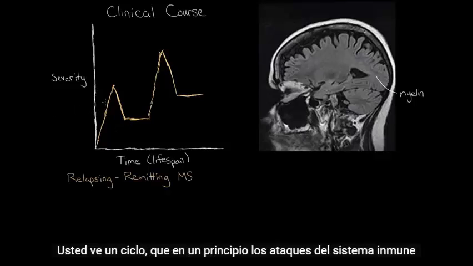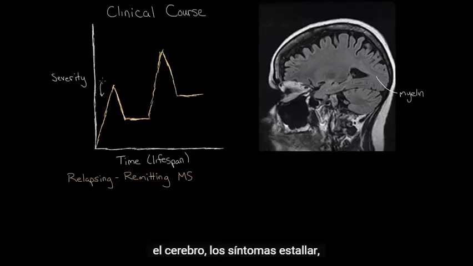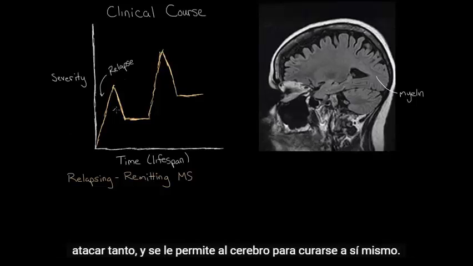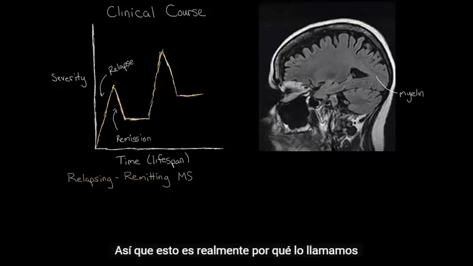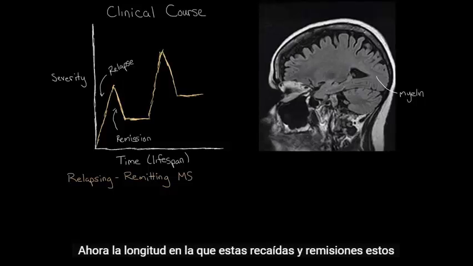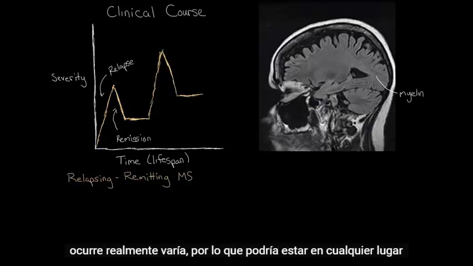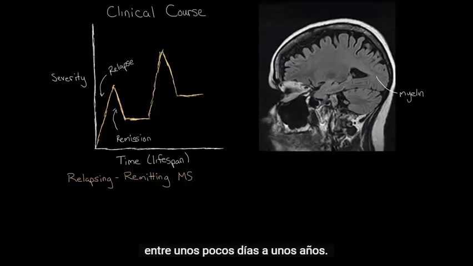You see a cycle in which at first the immune system attacks the brain, the symptoms flare up, and the brain collects more damage. We call this a relapse. And then you see a case where the immune system stops attacking so much, and the brain is allowed to heal itself. This is called a remission. And then you have this period of stability where nothing happens. So this is really why we call it relapsing, remitting multiple sclerosis. Now the length of time in which these relapses and these remissions occur really varies. It could be anywhere between a few days to a few years.